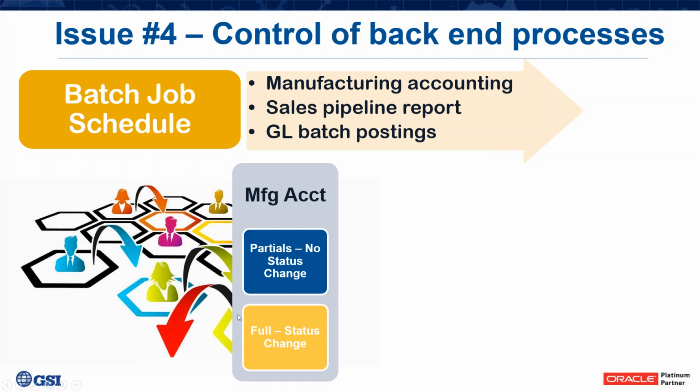Okay? So what the partial version means is that I'm going to run a version of manufacturing accounting that updates the work order, that creates the GL batches, but does not change the work order status. So if that work order is at status 40, it's going to stay at status 40. And I can keep running a partial version of manufacturing accounting to pick up all the transactions that I've done that day.